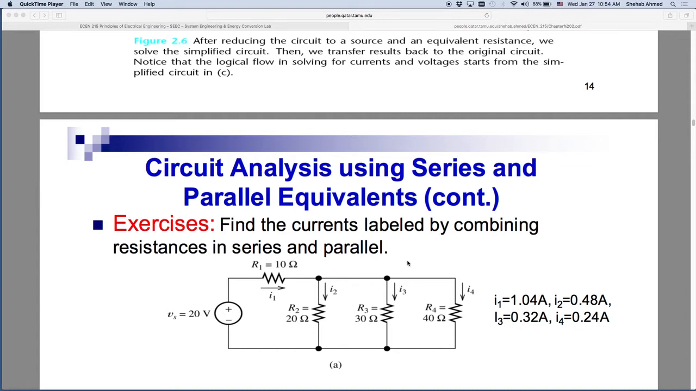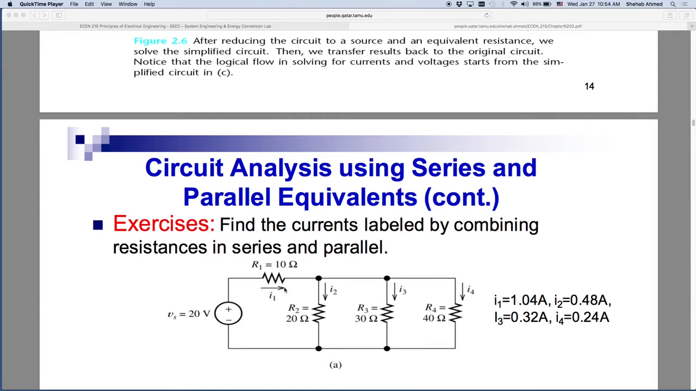Exactly. So we will combine R4, R3, and R2 together, so we can find some equivalent resistance, and that's in series with this, so we can add them up, adding this equivalent parallel resistance of all three to this R1 in series, and then take this 20 volts divided by this new number that we got, and hence we will get this current I1.